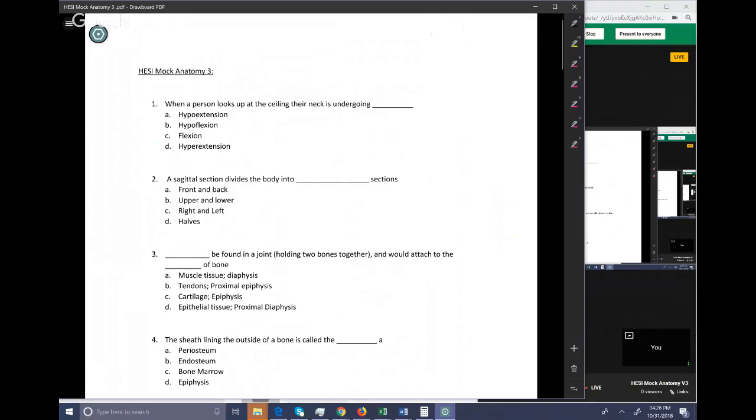So I wrote this mock differently. I didn't write it to be easier or harder. But I did write it differently. So I kept the number of questions close to what you're really going to have. On HESI anatomy, I always have a little bit more than what's on the real test, which is 25 questions, because I want you to get a little bit more practice, but I want to be close in ratio to what the real quantity is so that we can see a realistic number.